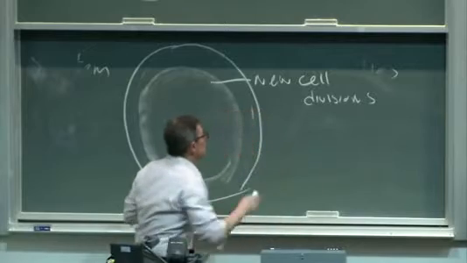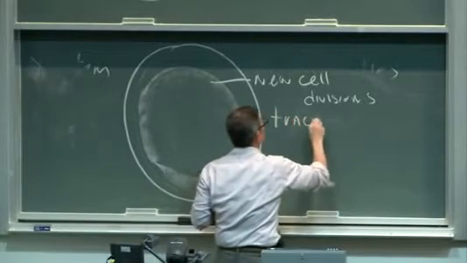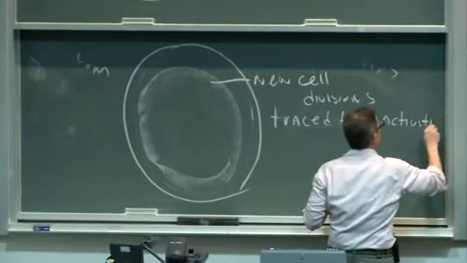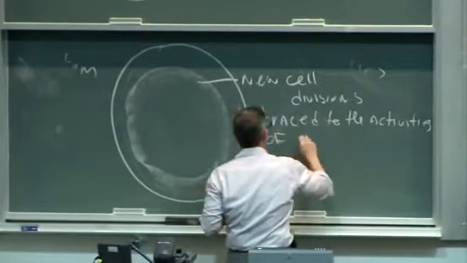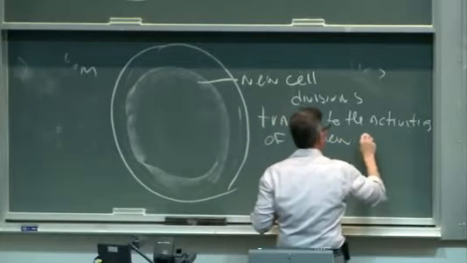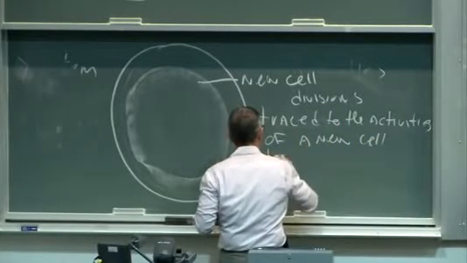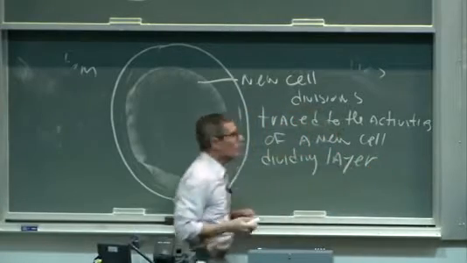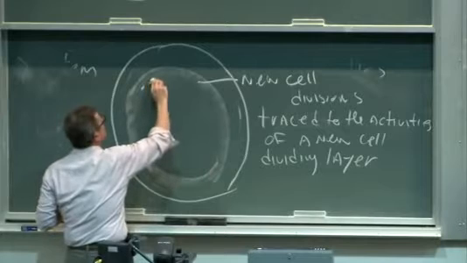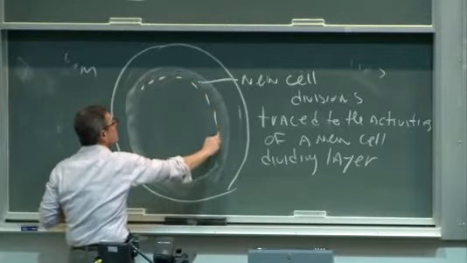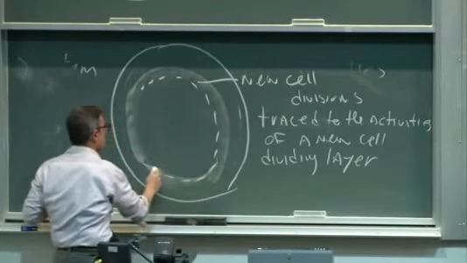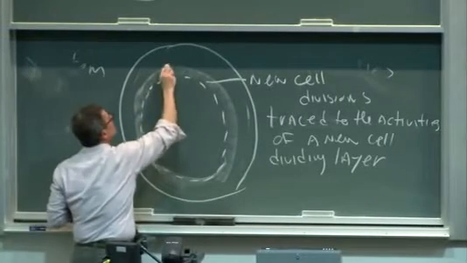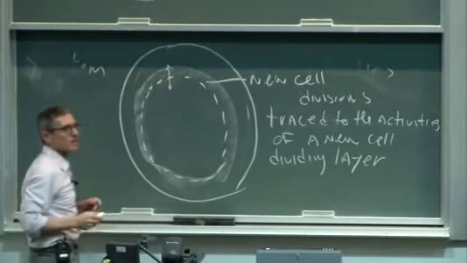And that they can be traced to the activities of a new cell dividing layer. So what we can find is that in the middle of these new cell divisions, a new layer of cells which is able to divide, making new cells to the outside and new cells to the inside.